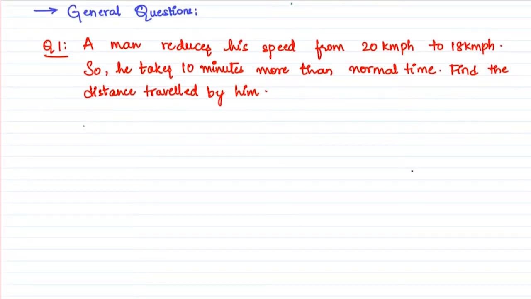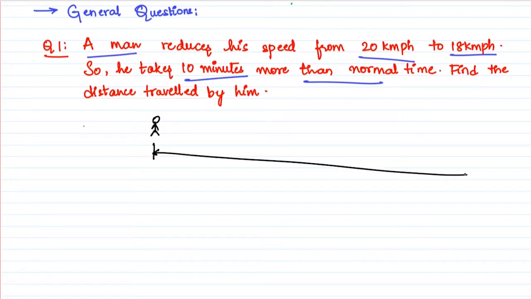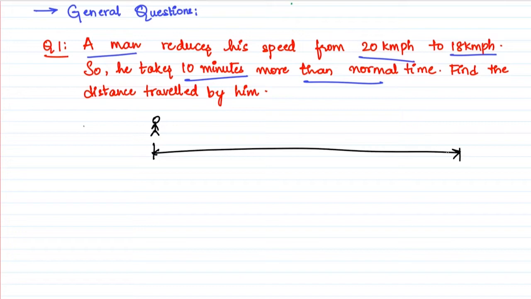So let us read the first question. The first question says, a man reduces his speed from 20 km per hour to 18 km per hour, so he takes 10 minutes more than the normal time, and find the distance traveled by him. Suppose in the first situation, this man has to walk a particular distance. Let the distance be d.